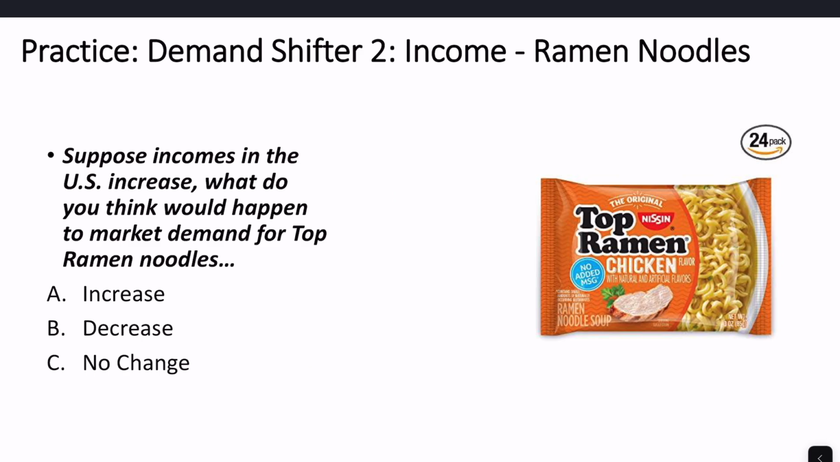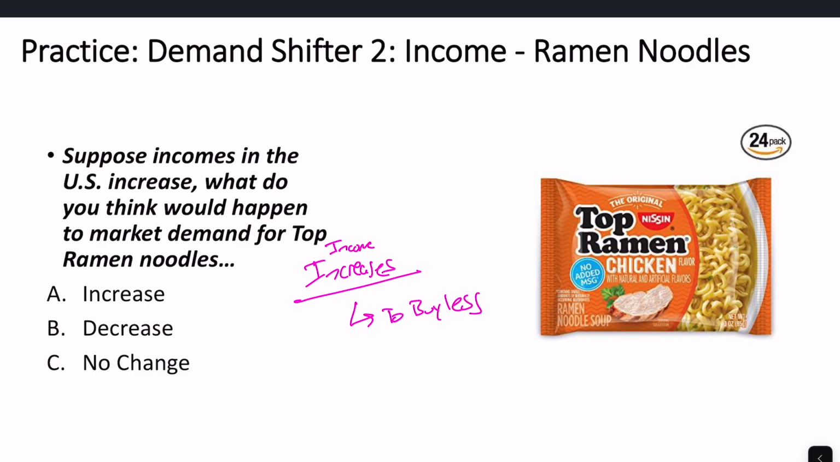And so ramen noodles. Suppose incomes in the United States increase. What do you think would happen to the market demand for top ramen noodles? Take a couple seconds and think through your answer. Okay, in my mind, at least for my own preferences and my own demand, as my income increases, I'm likely to buy less ramen noodles.